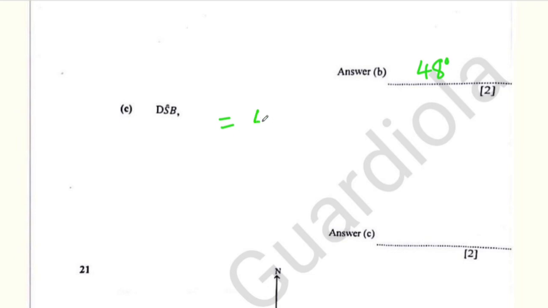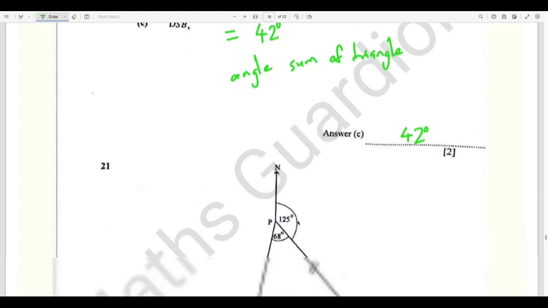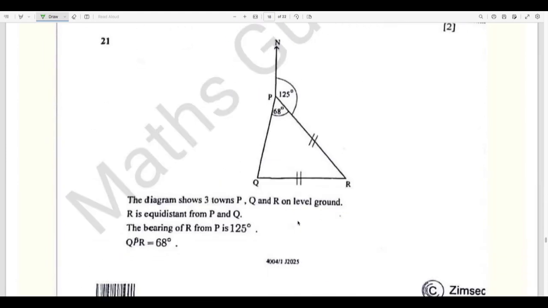We can use the angle sum of the triangle. We can use angles subtended by the same chord, or angles in the same segment, or a combination of theorems, including the tangent theorems. We can also use the alternate segment theorem, and we'll still arrive at the same answer of 42 degrees for that angle DSB. All right, so here I'm just going to record the angle sum of the triangle after we've worked out some of those angles. Let's move on to question 21.